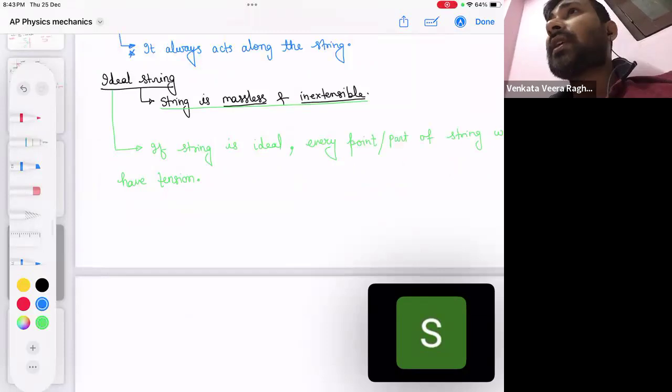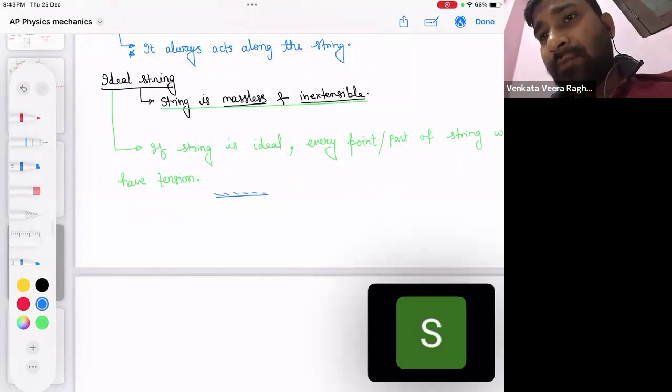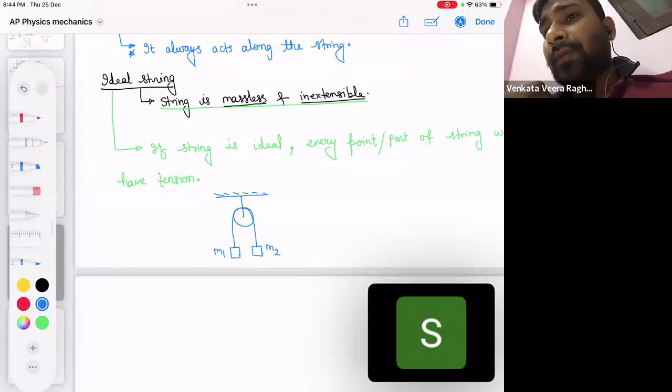Now, generally, strings are connected over a pulley. A pulley is nothing but just a disc shape. Understood? You must have seen many cases like this, isn't it? A pulley is there, and on one side it is connected with a block of mass M1, and on the other side it is connected with another block of mass M2. And this is called the pulley.